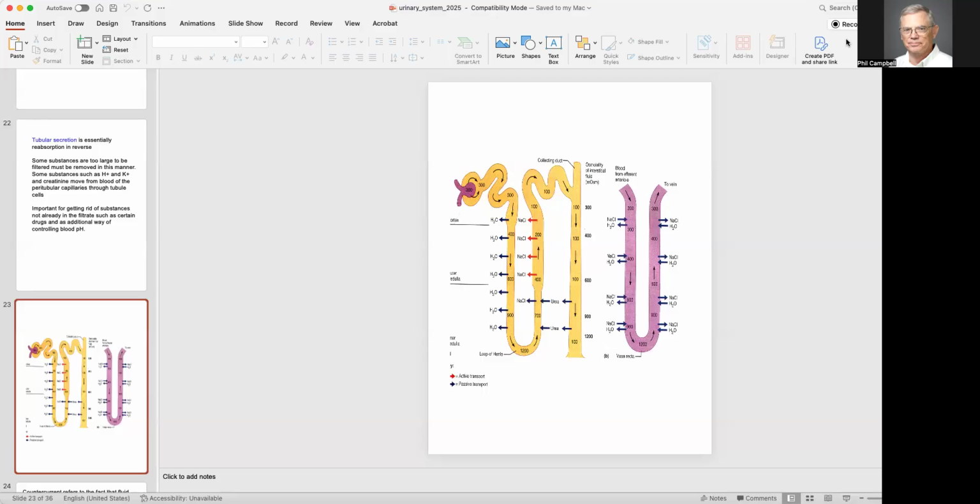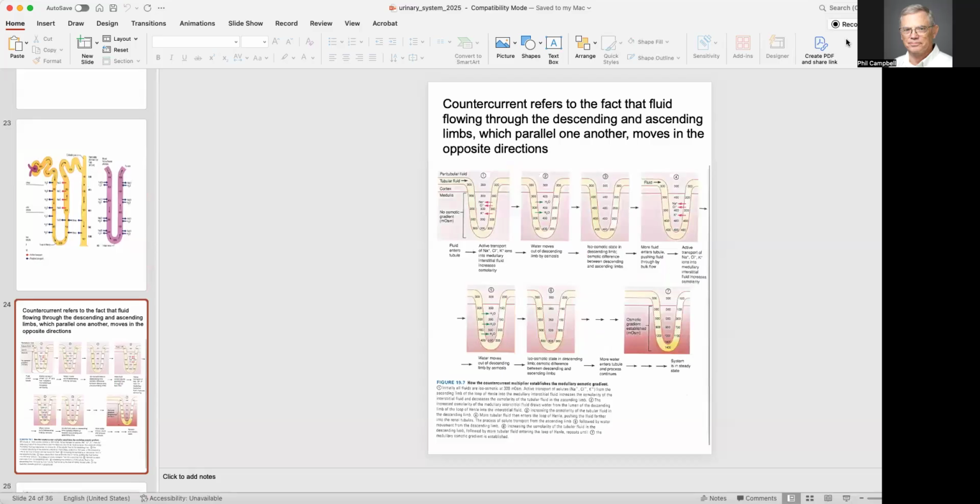And the vasa recta is responsible for, we have to have this gradient. But if all this water gets over here, that's going to dilute our gradient. It goes away. And we have to have the vasa recta to take out the extra water in order to maintain that gradient. So it's responsible for maintaining that concentration gradient. Right? We call this the countercurrent.